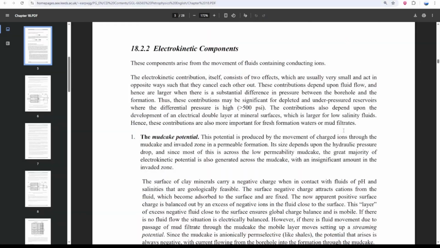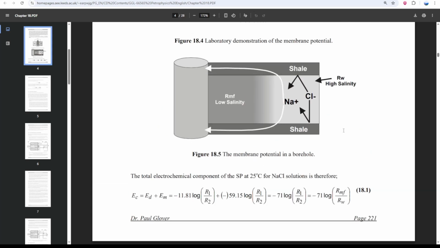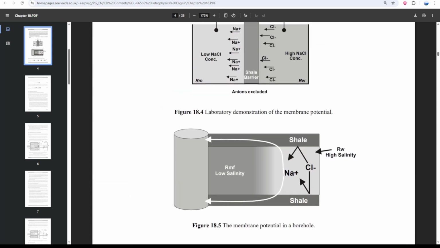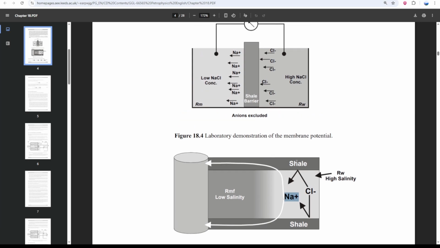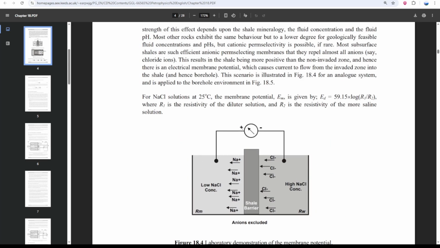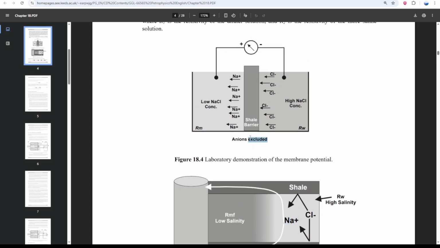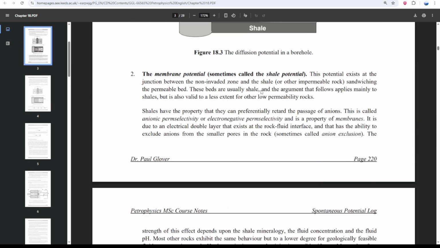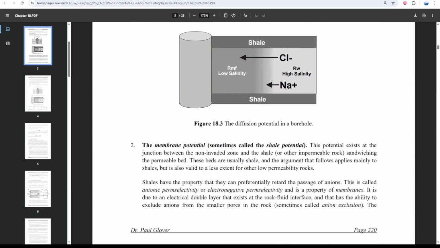So this is basically what is going on here. Also, here we can see that chlorine ions move faster than sodium. But for example, when they get in contact with the shale, there's a membrane effect here, and there's some repulsive behavior. It's hard for the ions to pass this shale barrier, and some of them are excluded. And this is the membrane potential effect.